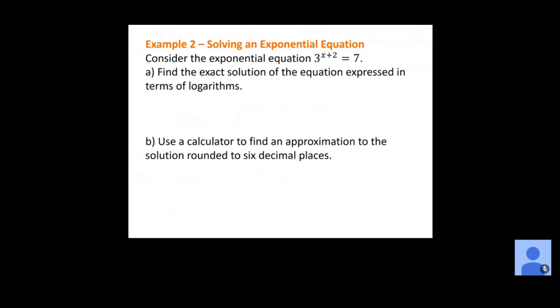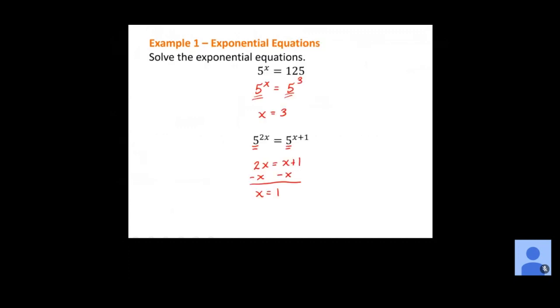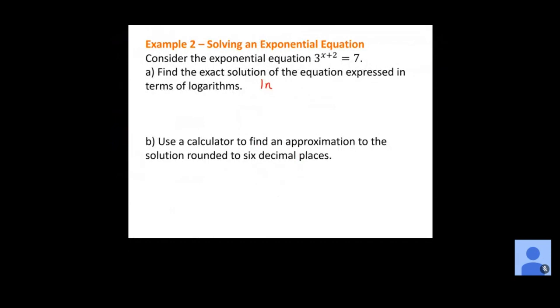Well, in this case, it doesn't matter what type of log we use. I could use a common log, a natural log, whatever I want. In this case, I would probably choose between those two just so I can put it into the calculator for part B. So I'm going to use a natural log here. I'm going to take the natural log of 3 to the x plus 2 equals, but if I do a natural log on the left, I have to do exactly the same thing to the right. So I'm also going to take the natural log of the 7 on the right-hand side now.